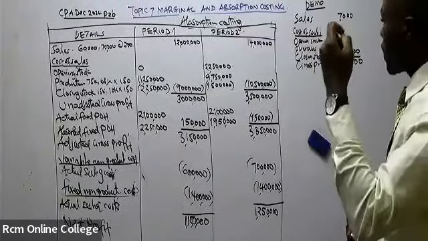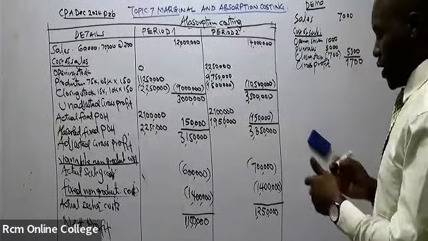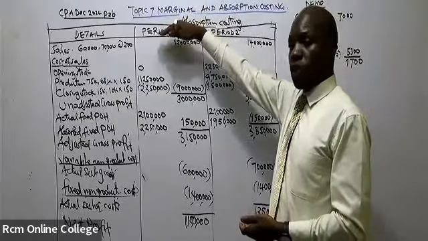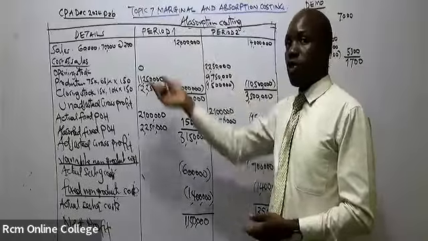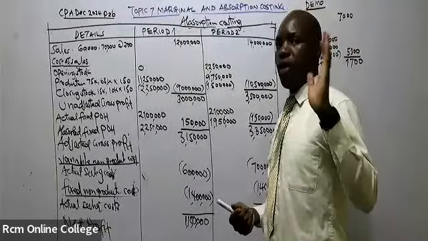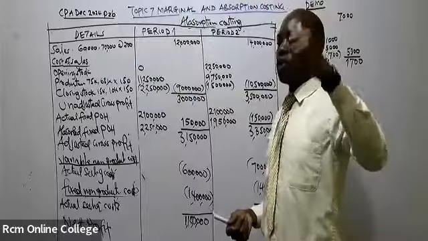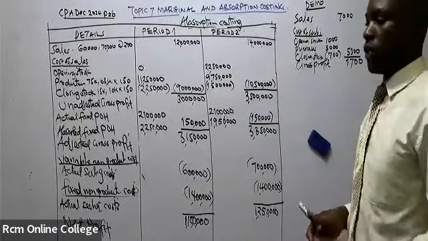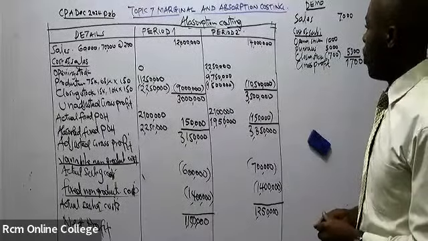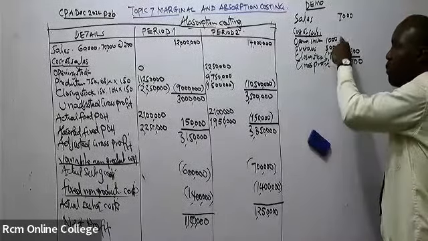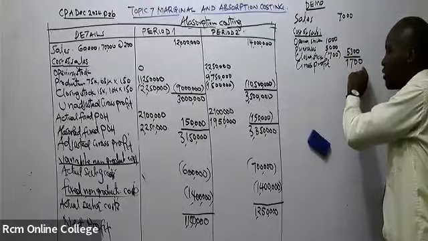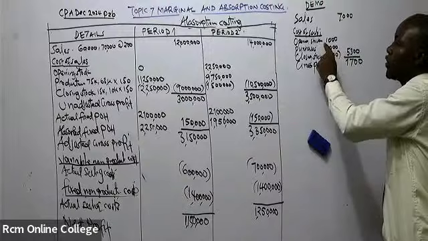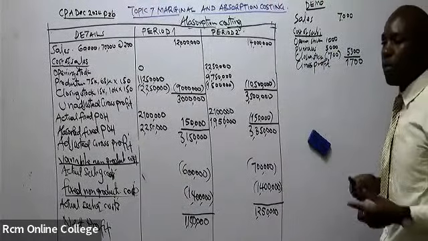I want us to introduce a problem. Remember, I've said you can pick it from the absorption costing part or pick it from the marginal costing part. For uniformity, I want us to pick it from marginal costing part. So let's talk about understatement. Let us look at how understatement of the opening stock will affect this profit. That is, I want us to reduce this opening stock. That is the understatement I'm talking about.